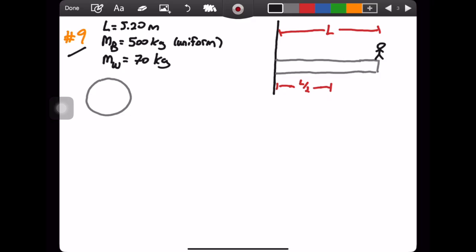This is problem number 9 from problem set 6. This is a problem where there is a uniform, and the key word here is uniform beam, which means that the mass is uniformly distributed throughout the beam.